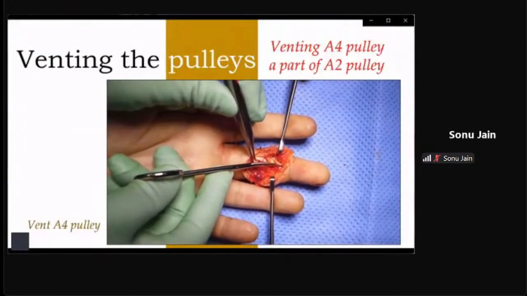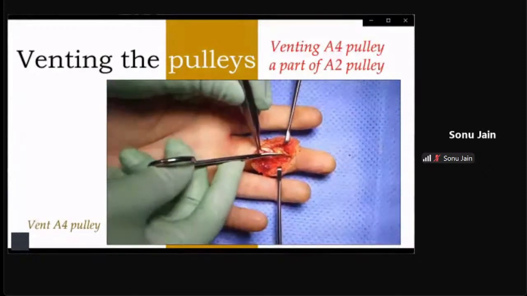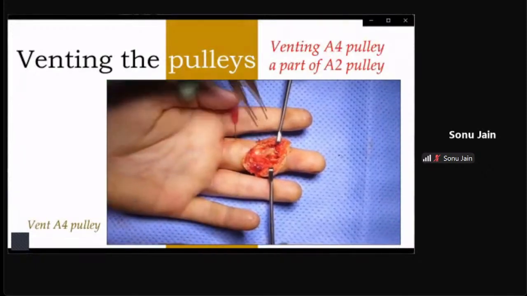And in exposing the tendon, we do need to vent the pulley. This is a very important part of the surgery. Because the A4 pulley is small, you have to vent the entire A4 pulley, as you can see in this video. We need to vent the entire A4 pulley.